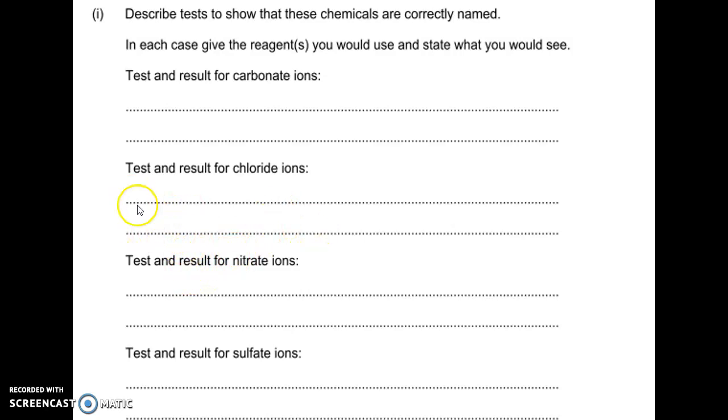Test and result for nitrate ions. Add dilute sodium hydroxide solution and aluminium powder. Warm gently. Ammonia gas is given off. Ammonia gas turns red litmus paper blue. Test and result for sulfate ions. Add dilute hydrochloric acid followed by barium chloride solution. A white precipitate is formed.